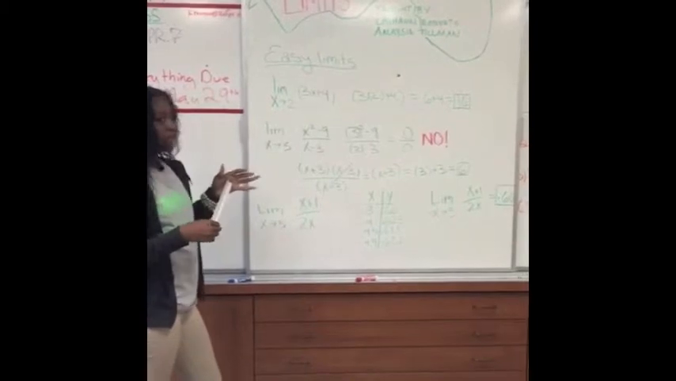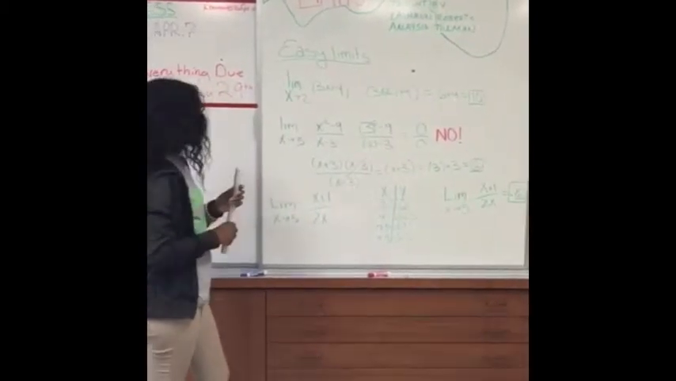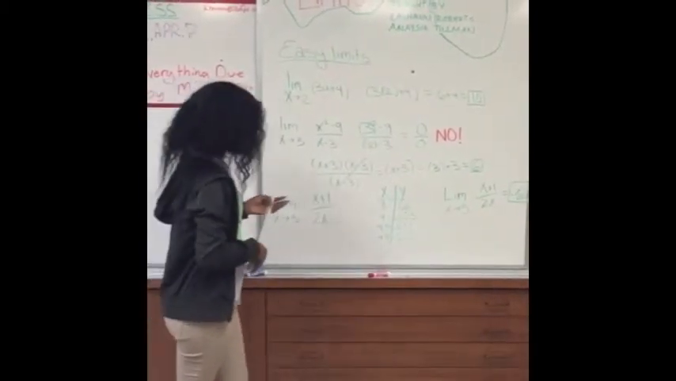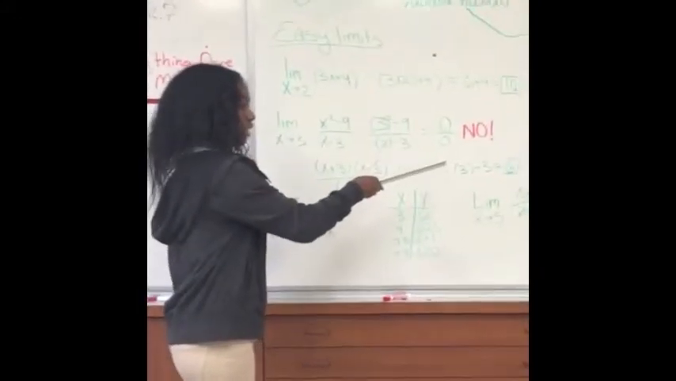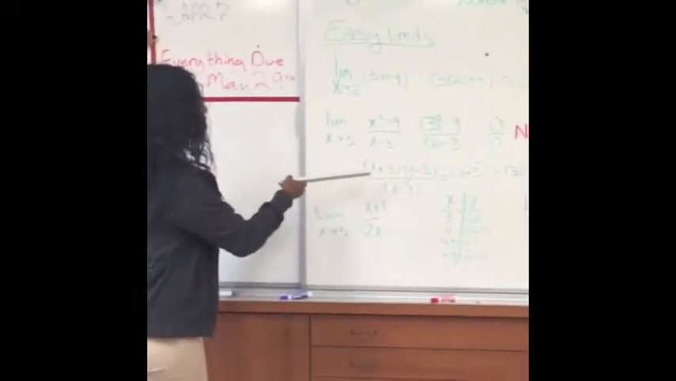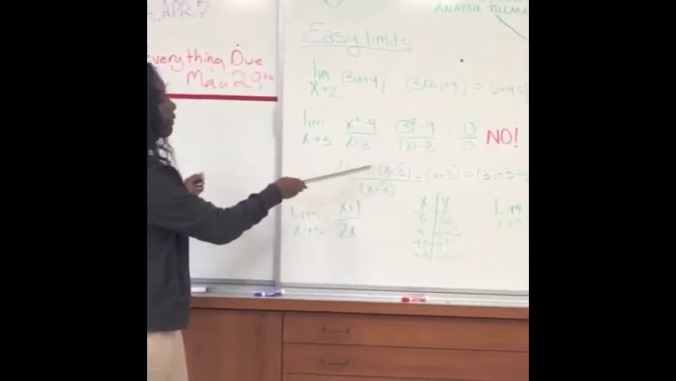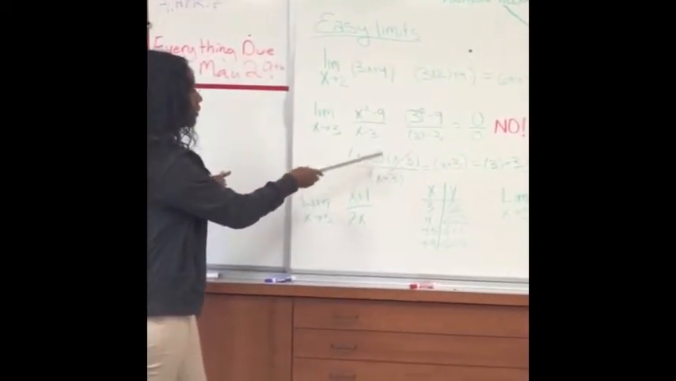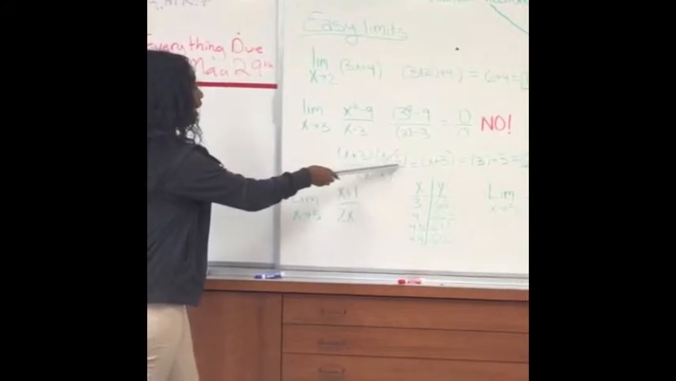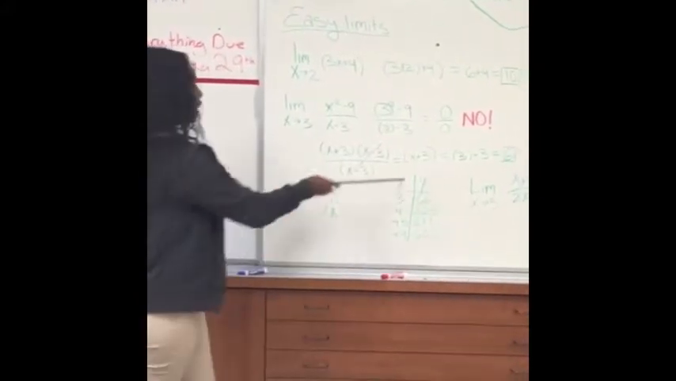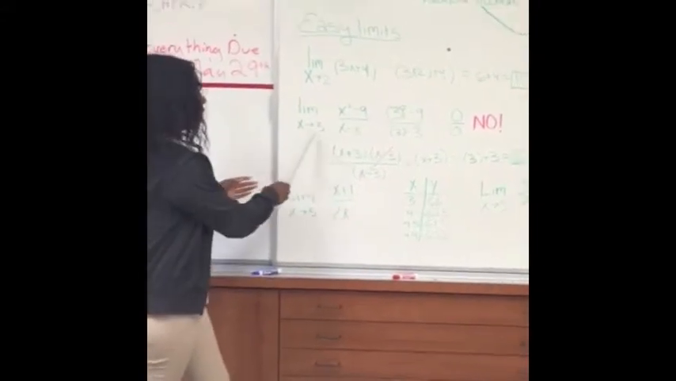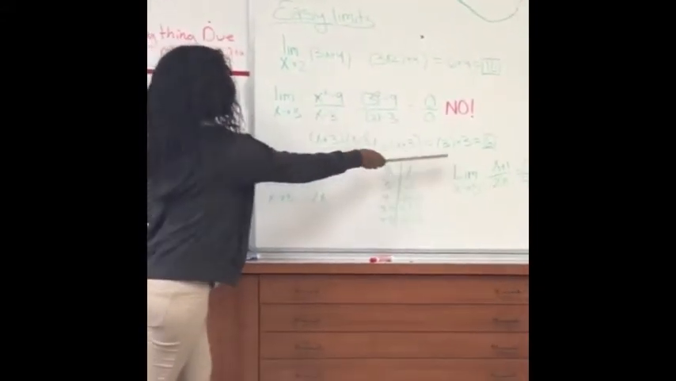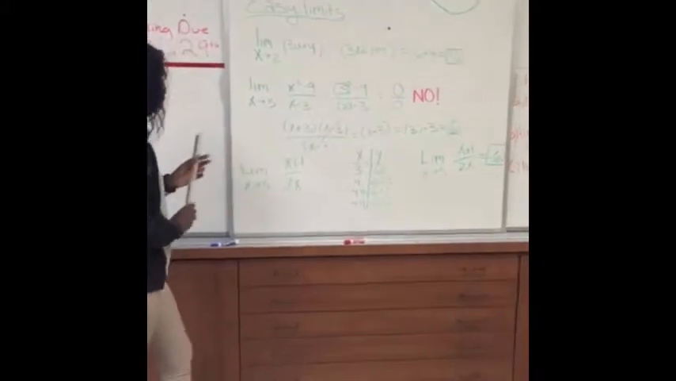However, sometimes it doesn't work. So what we do is we factor. What you don't want is 0 over 0, which is undefined. So for example here, x squared minus 9 can be factored into x plus 3 times x minus 3. These then cancel out. You're left with x plus 3. Now it's an easy limit once again, and you simply put 3 in for x. 3 plus 3 equals 6. That is your answer.